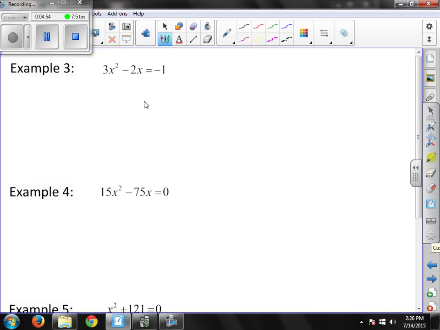Let's do some more. Example 3. Now notice this quadratic equation is not in standard form. I need to add 1 to each side to get 3x squared minus 2x plus 1 equals 0. That way I can identify my A as 3, B as negative 2, and C as 1.